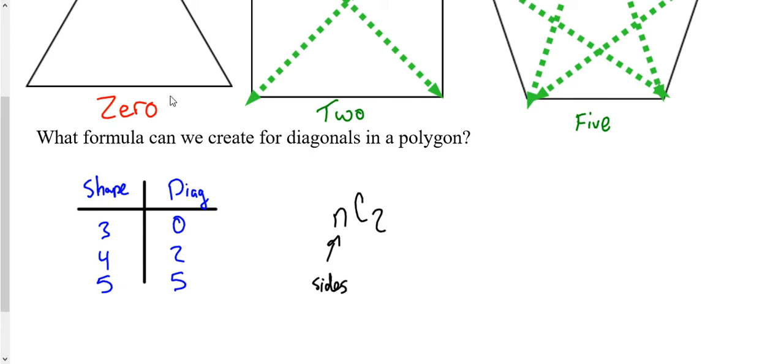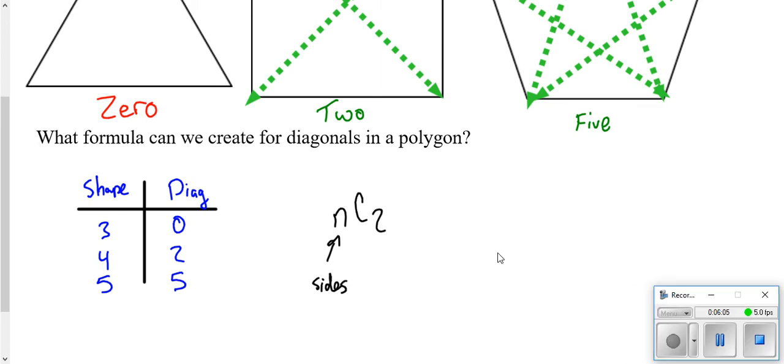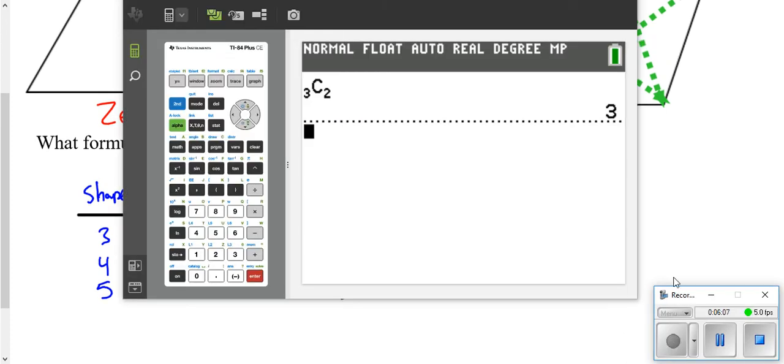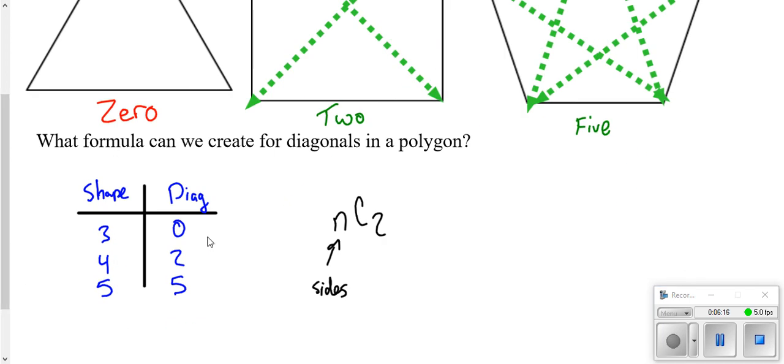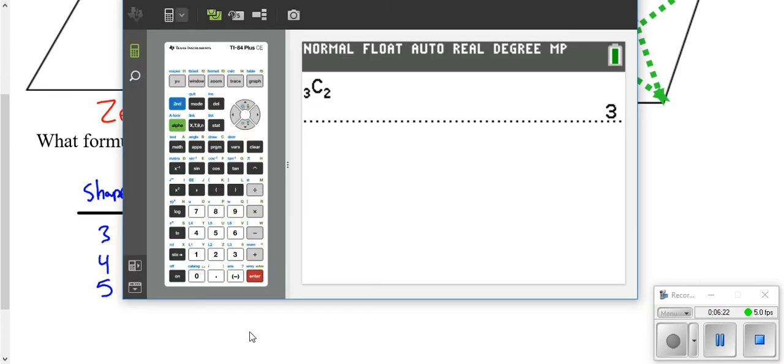So here, if you did 3 choose 2, let's grab our calculator and run some of these. I've loaded up my graphing calculator and typed in my equation. I'm checking a three-sided shape, where every two corners make a diagonal. Well, we have an answer here of 0, but on my graphing calculator I have an answer of 3, so I'm going to minus off 3. That gets me to 0.